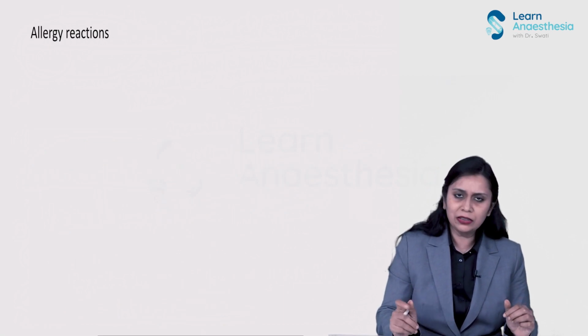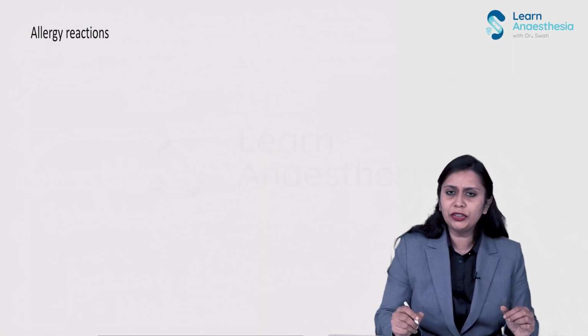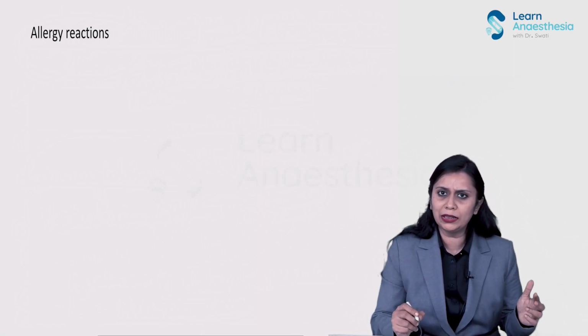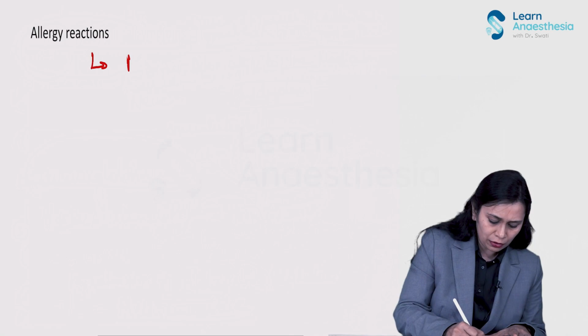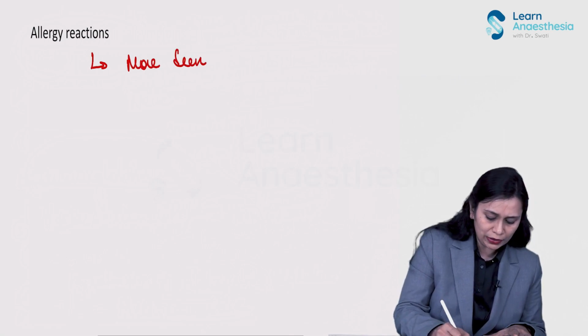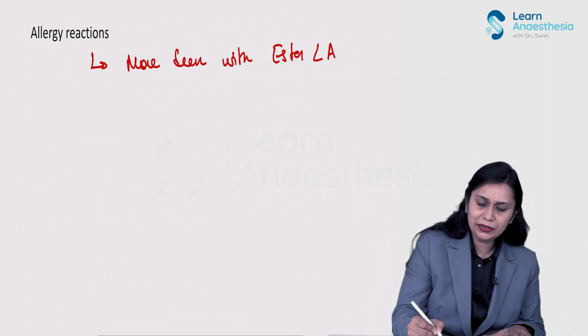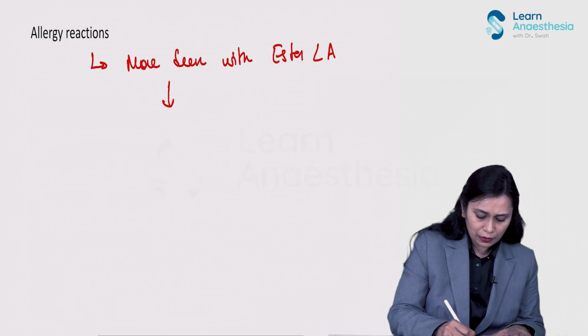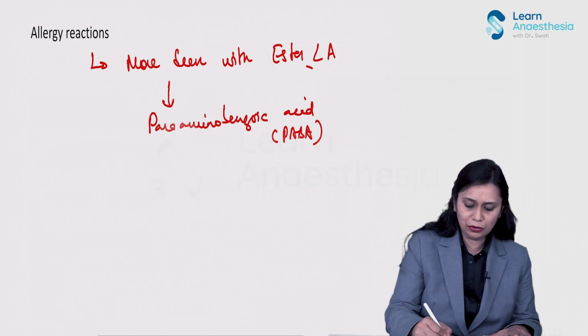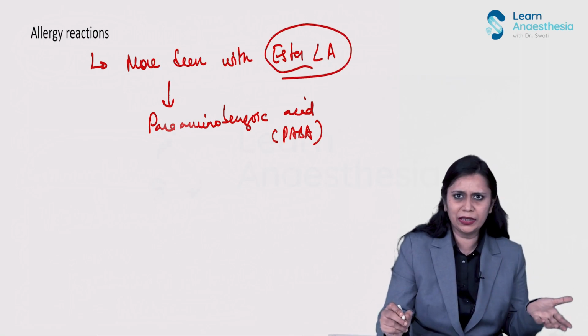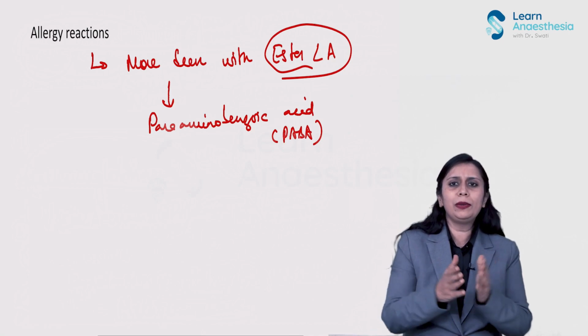Right? Now, the last complication, allergic reaction. Allergic reaction can happen more with ester local anesthetics because of the byproduct para-aminobenzoic acid. So allergic reaction is more seen with ester local anesthetics, because of the para-aminobenzoic acid, PABA, produced by them. Amide very less. So this is all about the complications of local anesthetics.